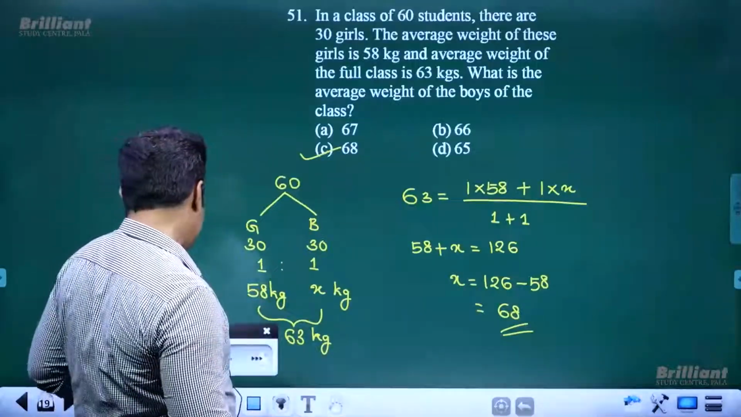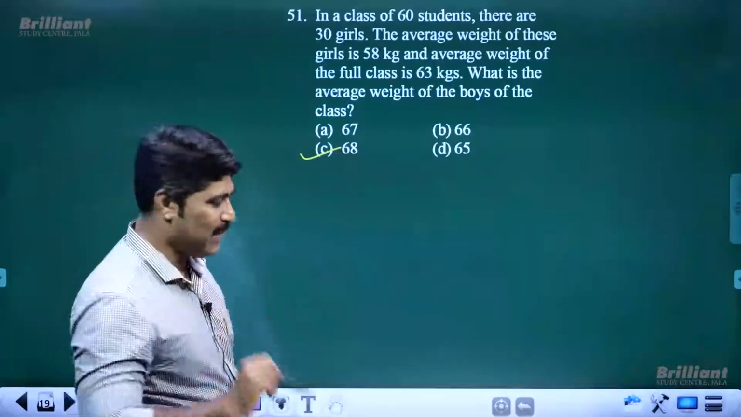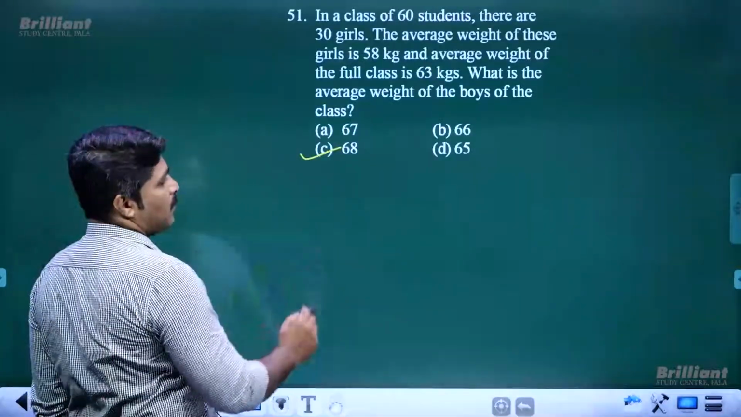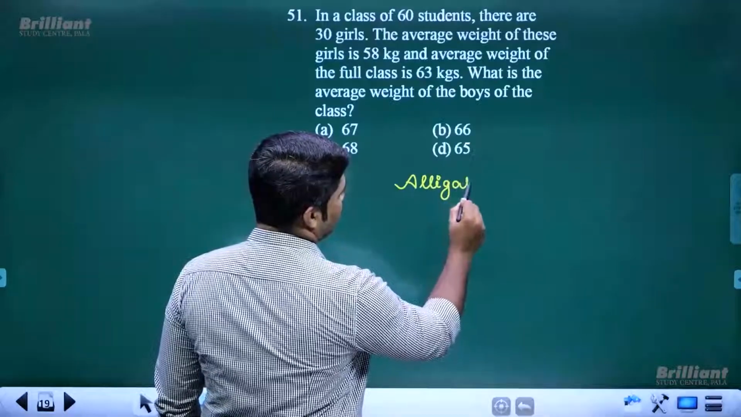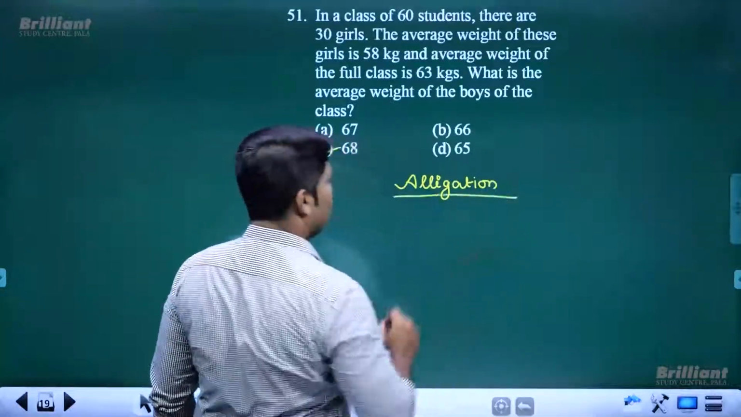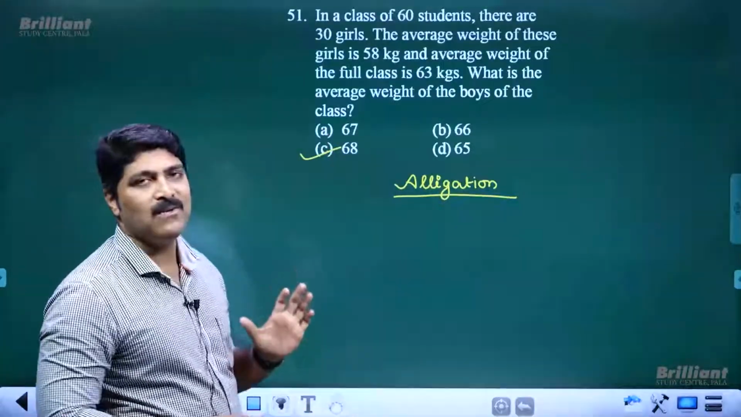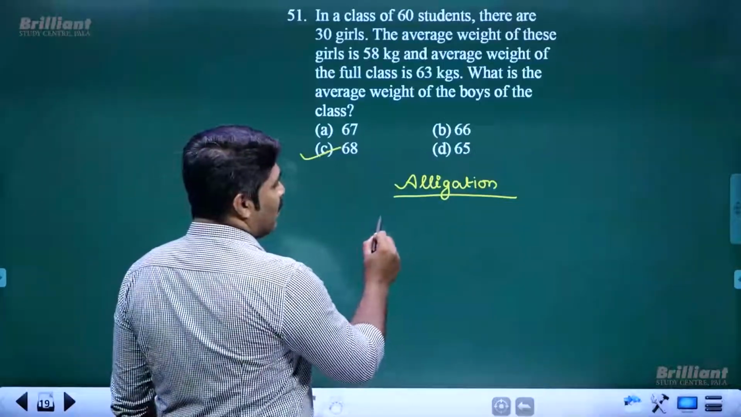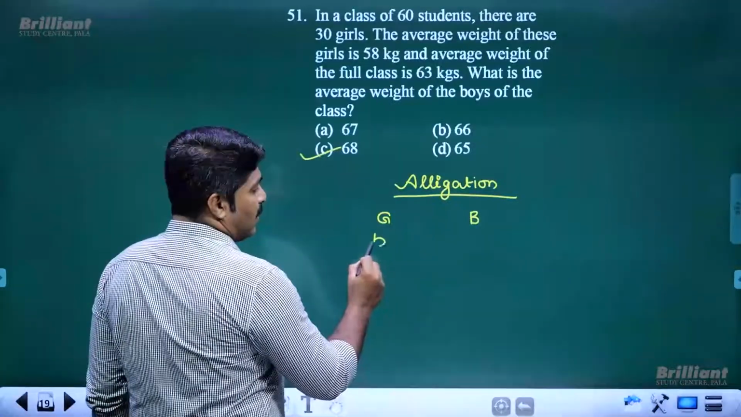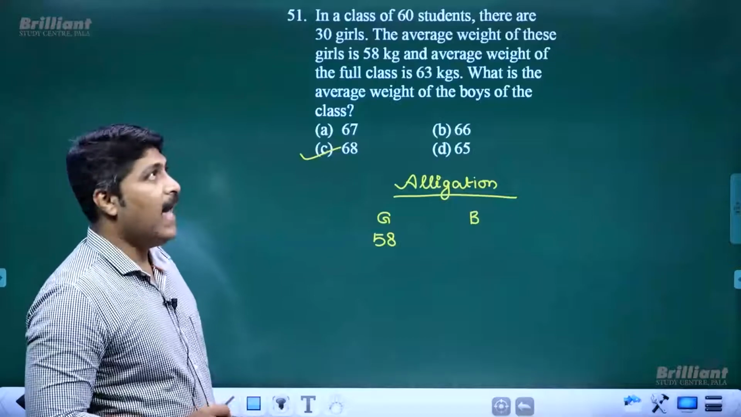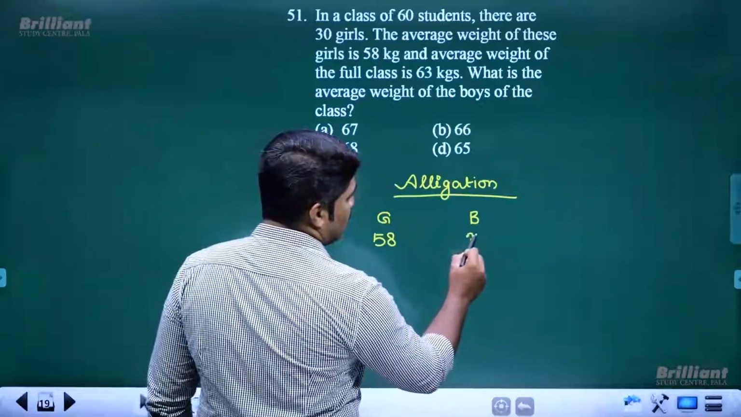If the situation is a weighted average situation, we can apply the concept of alligation. I'll explain that alligation method also. That's the application of alligation. In similar situations, we can apply alligation effectively. What is the alligation here? We are alligating the average weight of the students: the average weight of girls, given as 58 kilogram, and the average weight of boys that we have to find out, which we consider as x.